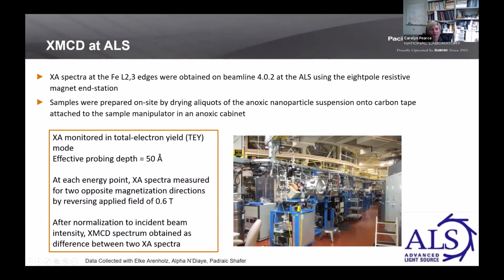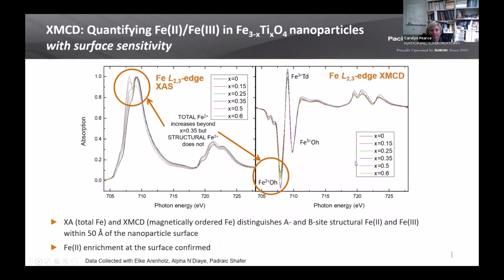So we synthesized these materials and took them to the Advanced Light Source, where we were able to look at the iron L edges at beamline 4.0.2. XMCD is conducted, the signal is monitored in total electron yield, which means it's very surface sensitive with a probing depth of about 5 nanometers, but that probing depth decreases as you move into the particle. And this is through collaboration with Elke Arenholz, Alpha N'Diaye, and Padraic Shafer, who are the beamline scientists. So Elke's now moved to Oak Ridge National Lab.